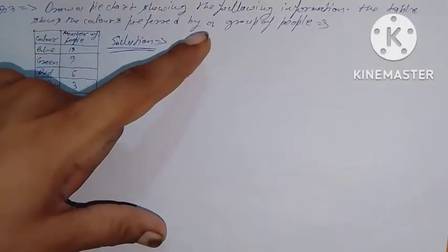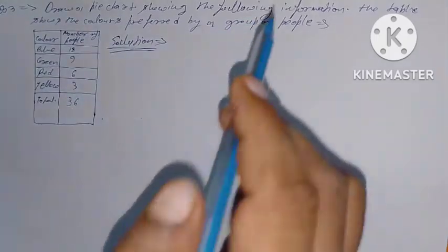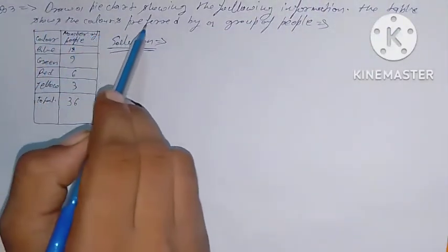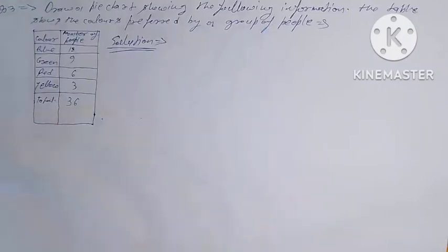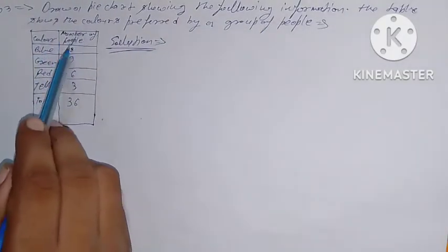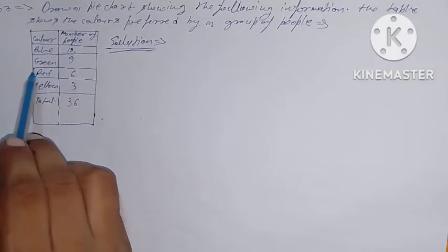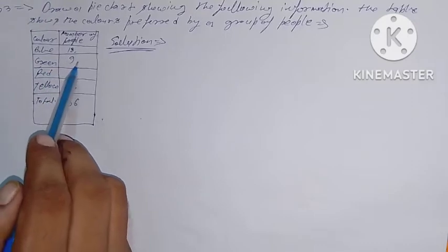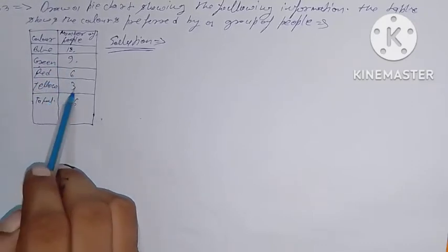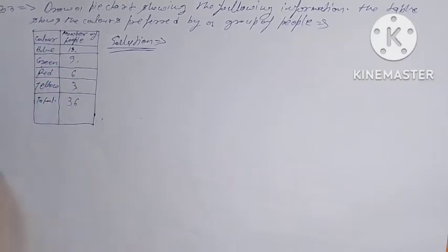Draw a pie chart for the following information. The table shows the colors preferred by a group of people. Color, number of people: blue color 18, green color 9, red color 6, yellow color 3, and total is 36.